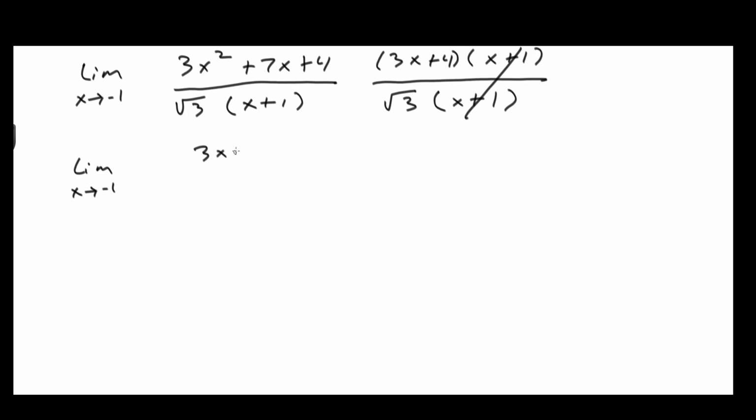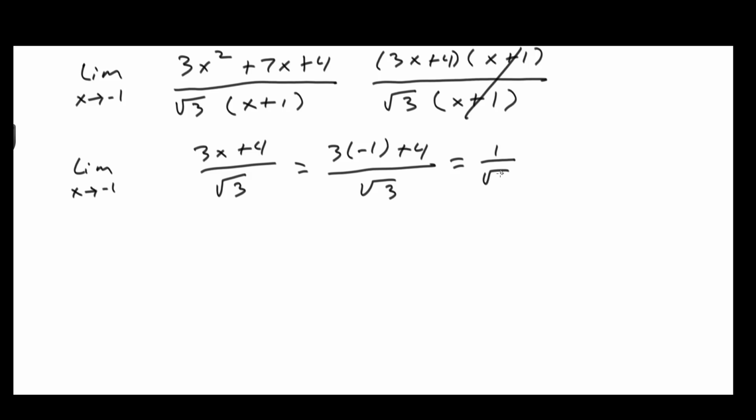We'll have (3x + 4) over radical 3. So we can go ahead and plug in our -1 value here. And then that'll give us plus 4 over radical 3. And that's going to equal 1 over radical 3. And now we can reduce that down further. And here's our final answer, radical 3 over 3.